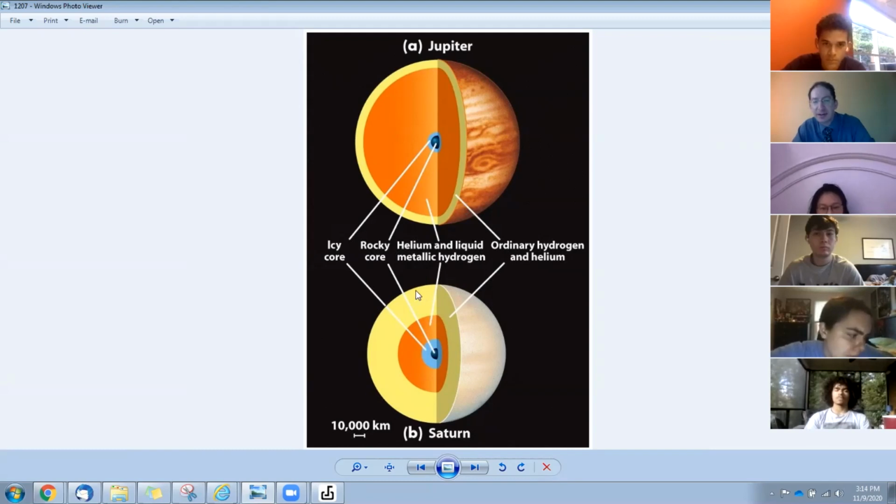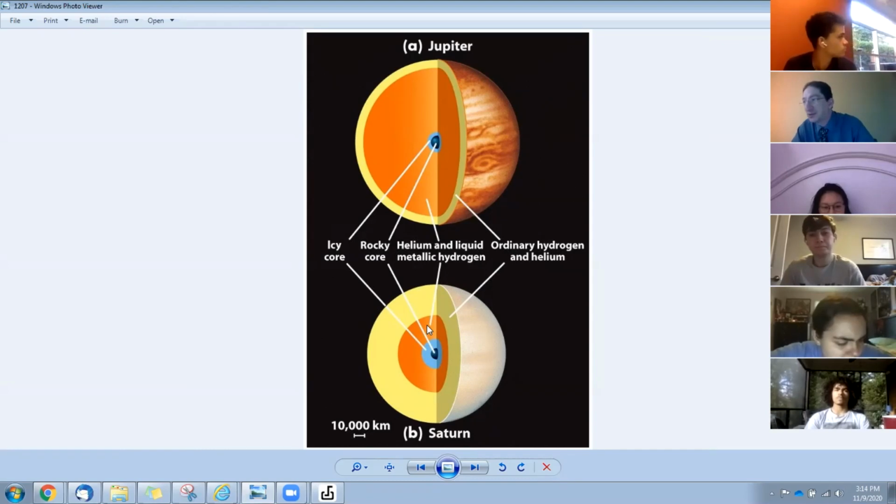With Saturn, lower surface gravity, so you've got to go a lot deeper down before you have enough squeezing, enough pressure to hit that metallic hydrogen. But there is some there. And it, like all the gas giants, is a rapid rotator.